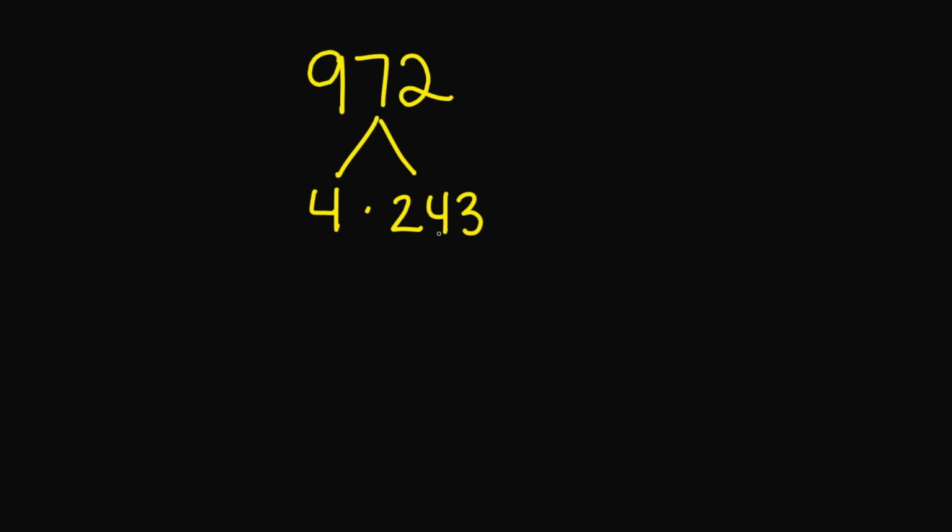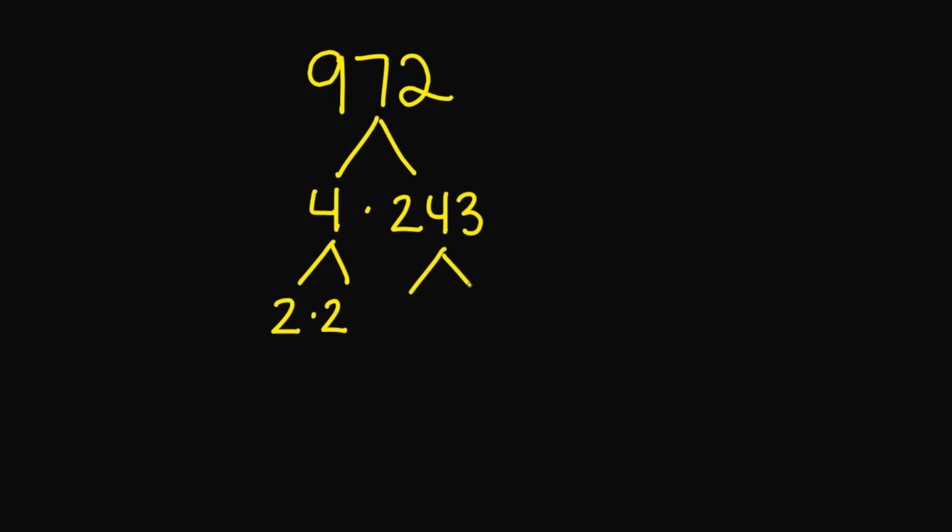Let's try 972. And we want to write the prime power factorization of 972. So I'm going to go ahead and factor my 972 into 4 times 243. 243 times 4 is going to give me 972. I can further factor my 4 into 2 times 2.